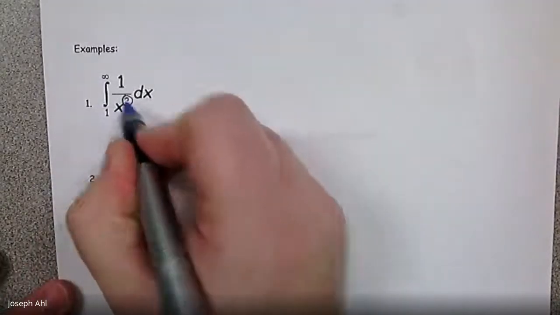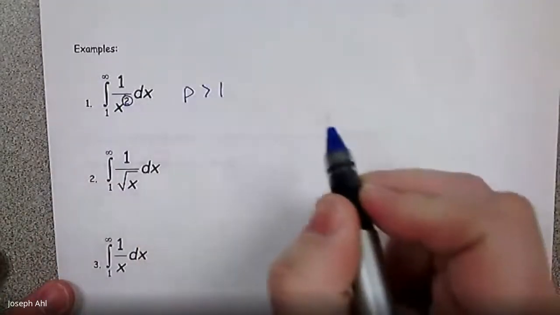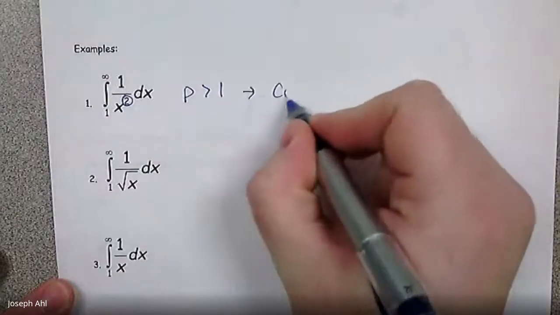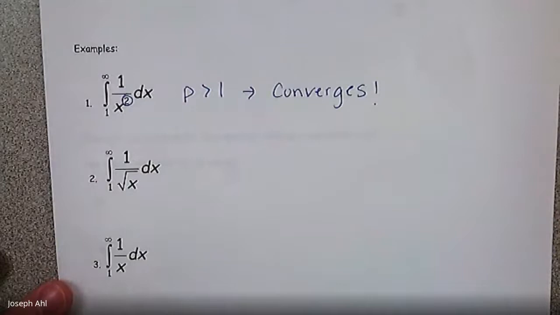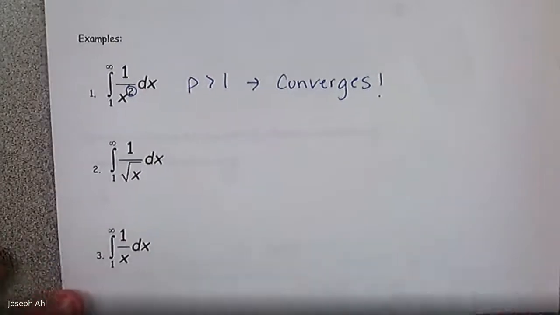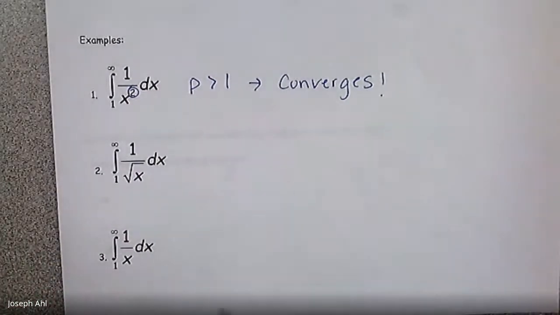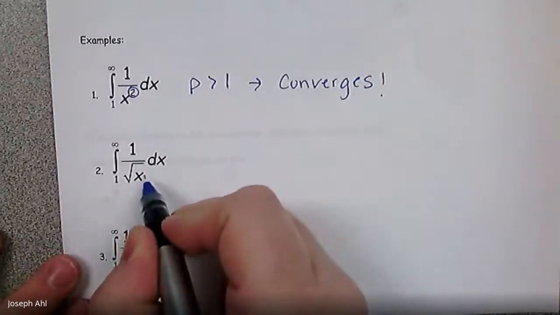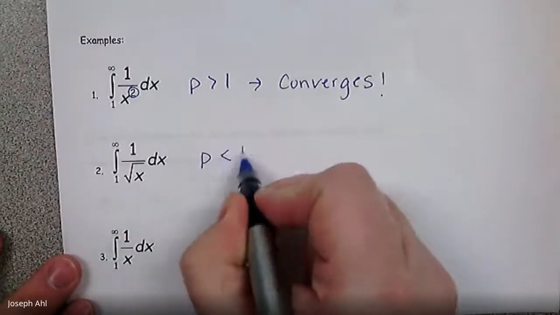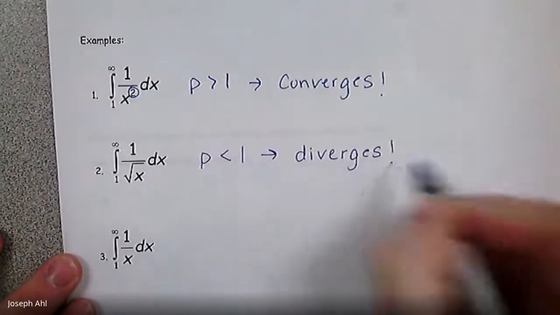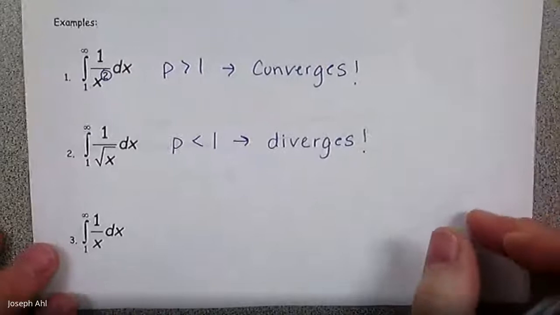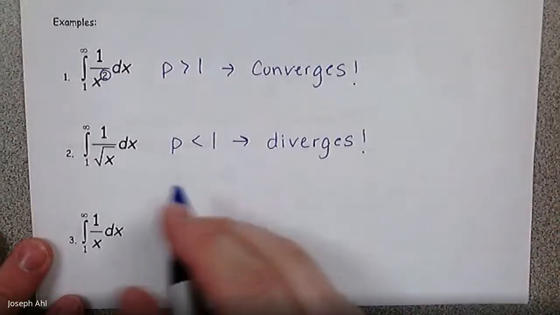In this case, the exponent p is bigger than 1, which tells me right away that this converges. So if I want to know whether it converges or diverges, we can use this test really quickly to determine that. In this case, this is x to the 1/2, so p would be less than 1 for this one, so we know that this diverges as we find the integral from 1 to infinity.